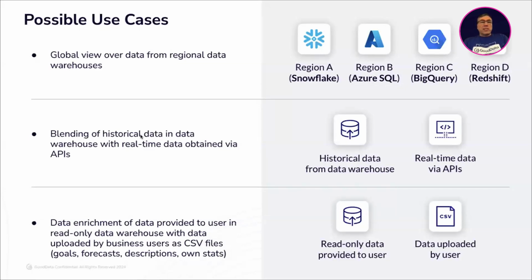The second use case is a blending of historical data, which are typically stored in some data warehouse, with real-time data that can be obtained from some API or a Kafka stream or whatever. For this use case, we support a different caching strategy for each data source. So you can, for example, cache the data from the data warehouse, but you can query data from a real-time data source directly.